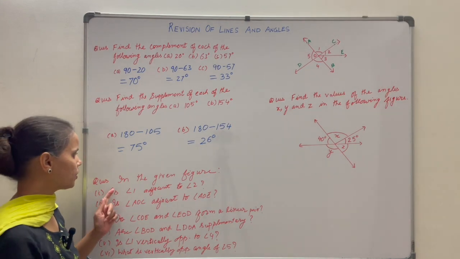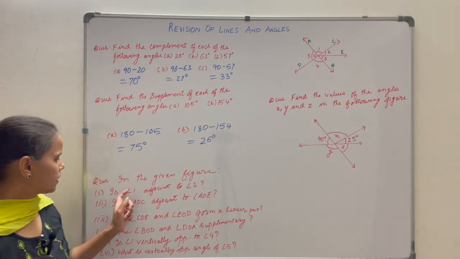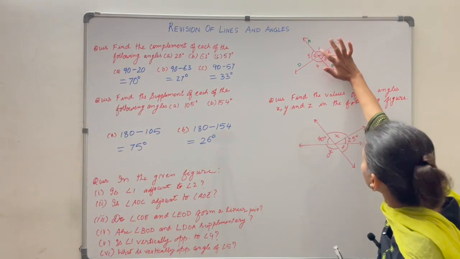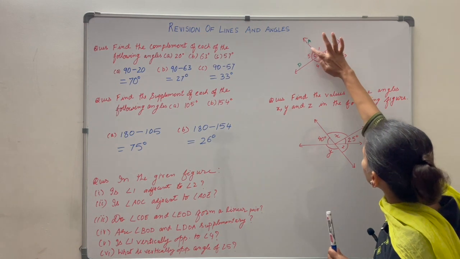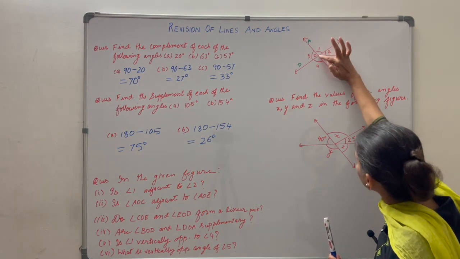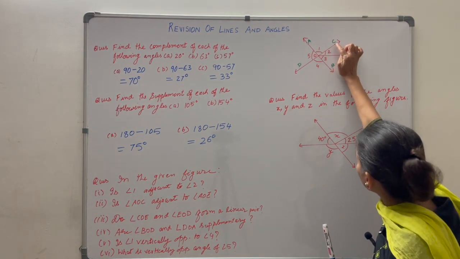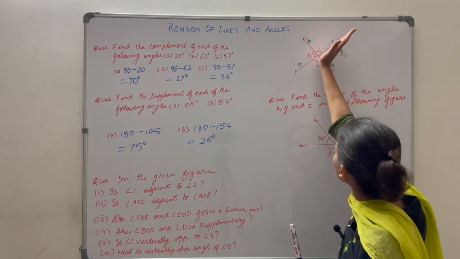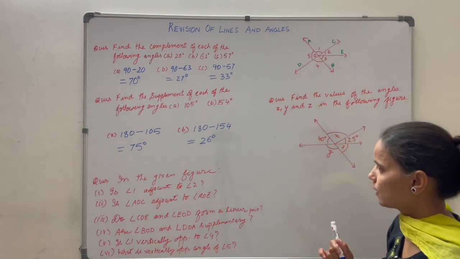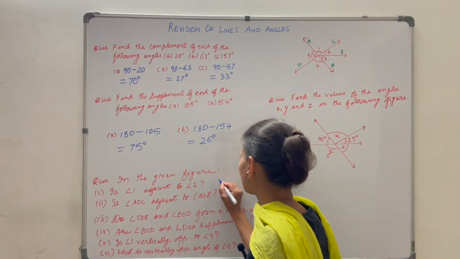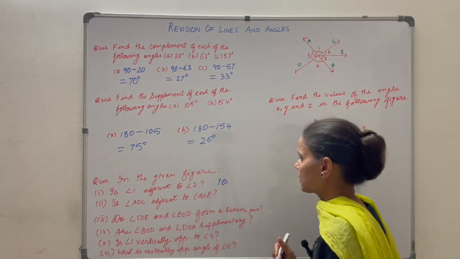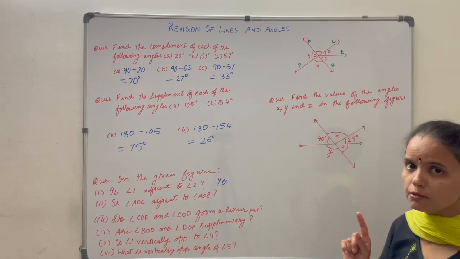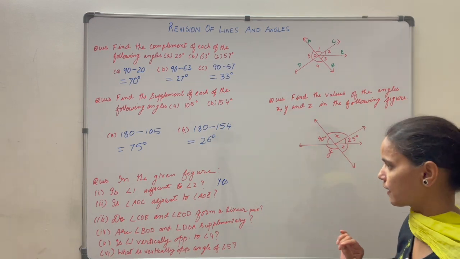Now let us take this question. In the given figure, is angle 1 adjacent to angle 2? Angle 1 is here. Angle 1 and angle 2 have a common vertex O. They have a common arm OC, and the non-common arms OA and OE are on either side of OC. So is angle 1 adjacent to angle 2? The answer is yes, because all three conditions are satisfied. Even if one condition is missing, then they are not adjacent angles.